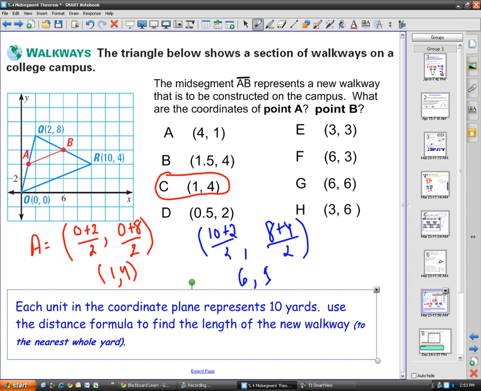So there's my point A. Point A is 1, 4, and point B comes out to be 6, 6.